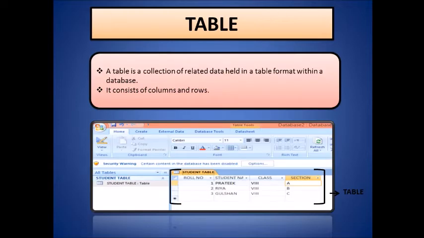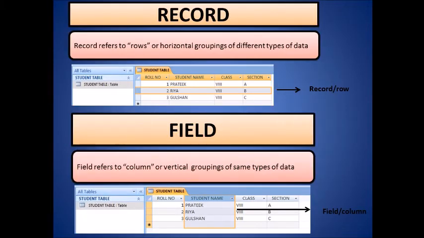Now let's start with the table. A table is a collection of related data. It is in the form of rows and columns. Actually, in a database all the data is stored in the form of tables. Here you are seeing the image I had shown you. It is a table of MS Access. A student table is given here, and there are columns like roll number, student name, class, section. So this is a table, how it is created in MS Access.